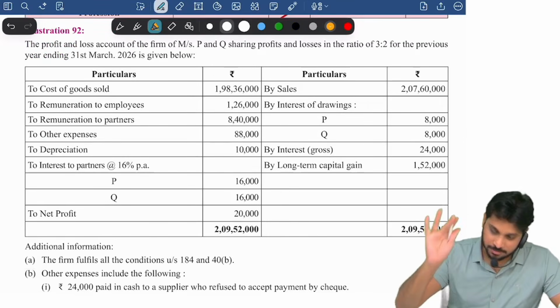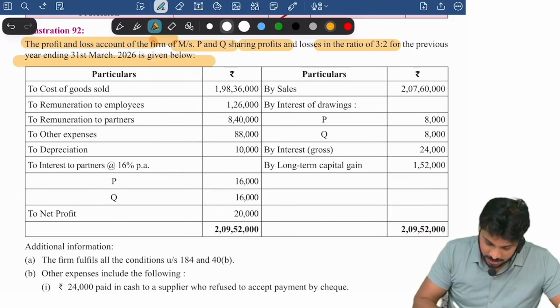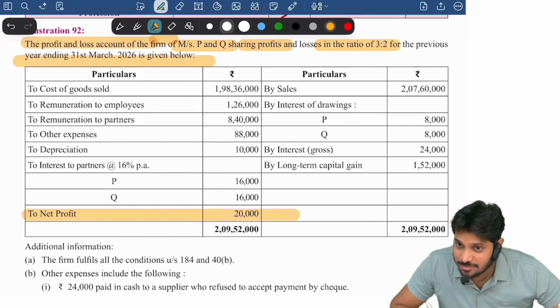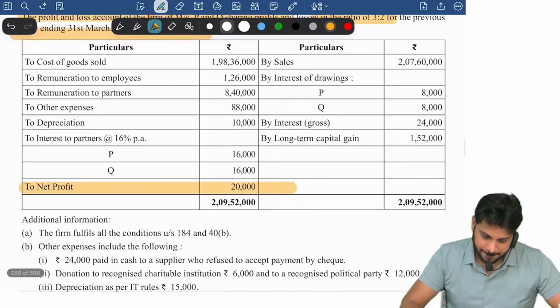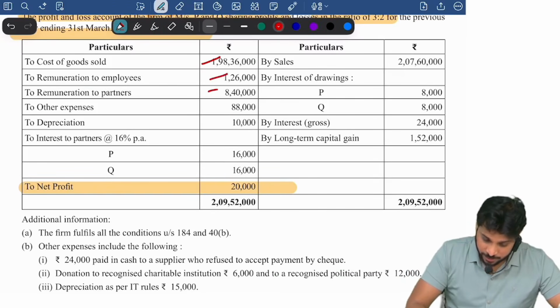Next, same. Okay. P&L account of the firm. Mr. P and Q sharing profit and loss in the ratio of 3:2 for the year. Okay, fine. Net profit they give. Cost of goods sold allowed. Remuneration to employee allowed. Remuneration to partner, add back.